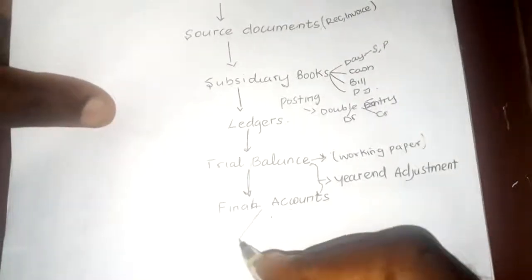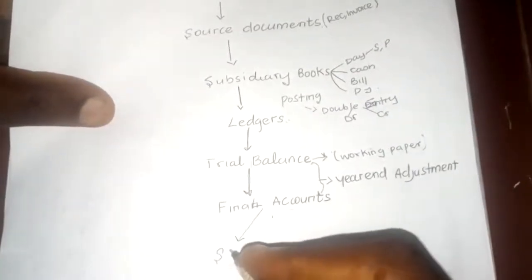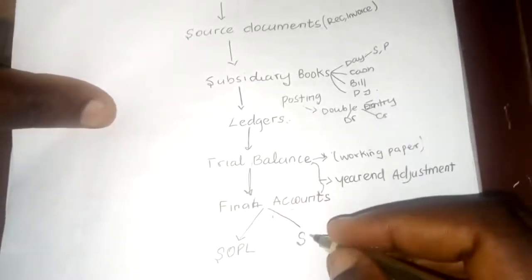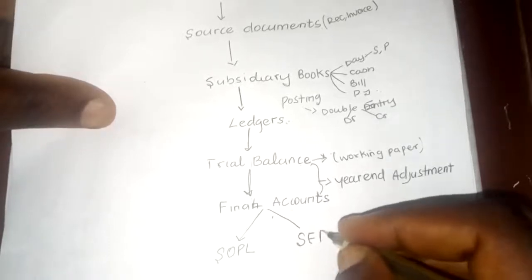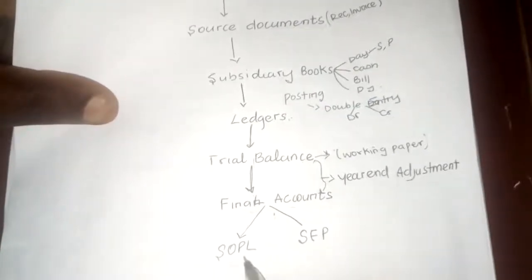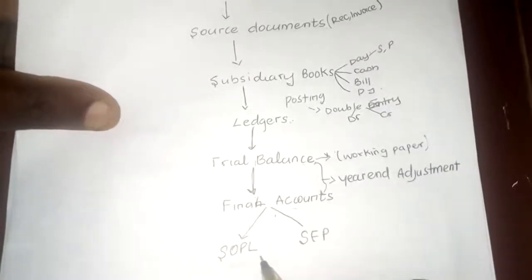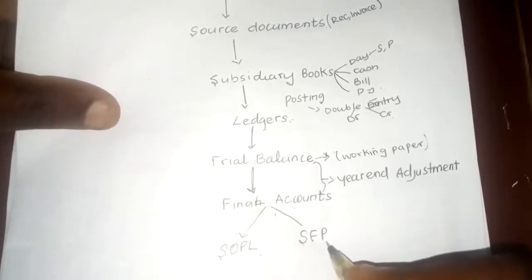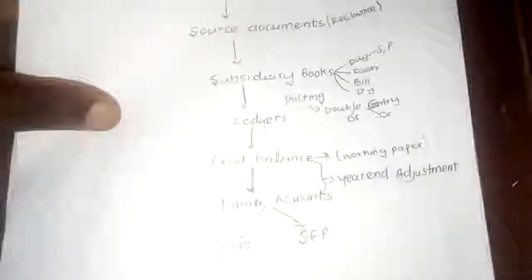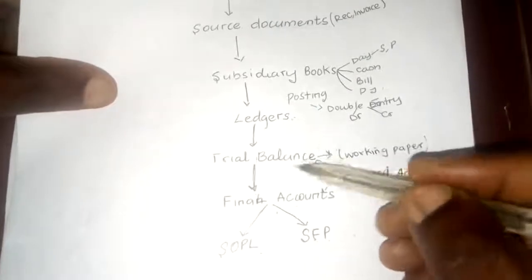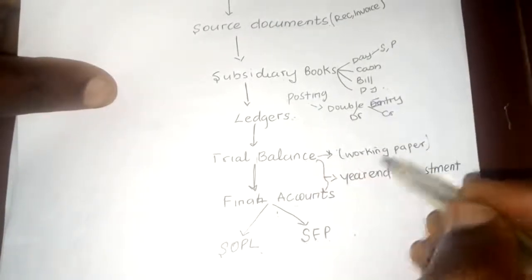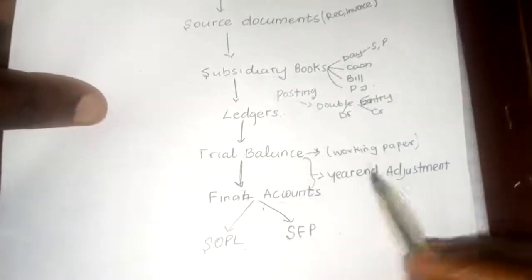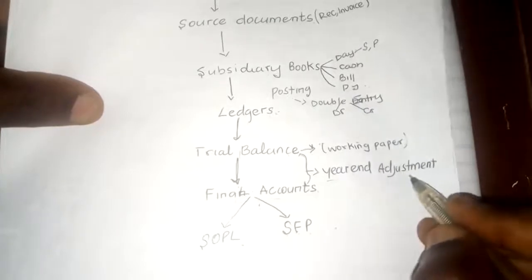And what are the examples of final accounts? We'll be looking at the statement of profit or loss for the year ended, and the statement of financial position as at the year end. Like I said, the trial balance serves as a working paper for the final accounts. But before you can prepare the final accounts, you will carry out the year-end adjustments.